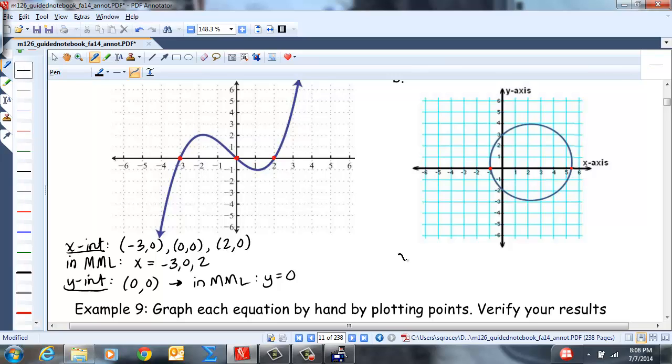So the x-intercepts, where we cross the x-axis, in ordered pairs, would be (-1, 0) and it looks like approximately (5 1/4, 0). So again, in MML, it would just be x is -1 and... no, my bad, -1 and 5.25. So you just enter the coordinates.